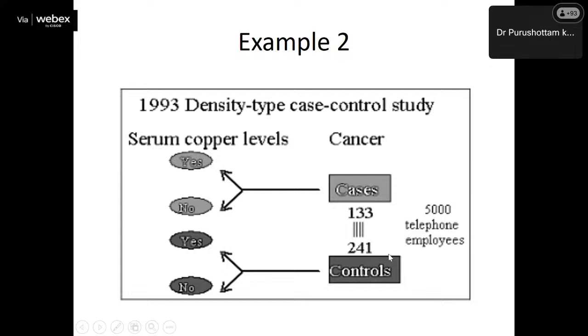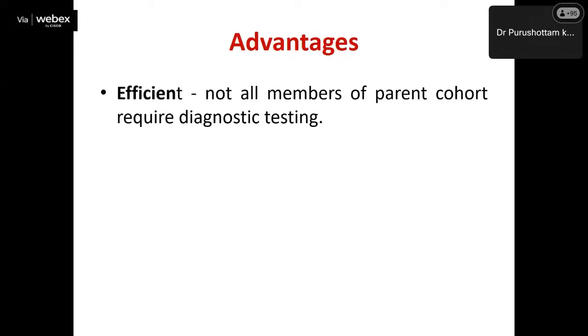Now they have the blood sample of every patient. So for these 133 cases and 241 controls, they unfreeze the blood sample and see the serum copper level. Is there exposure to copper or not? And then do the study like the case control study. So what is the advantage? So this is efficient.